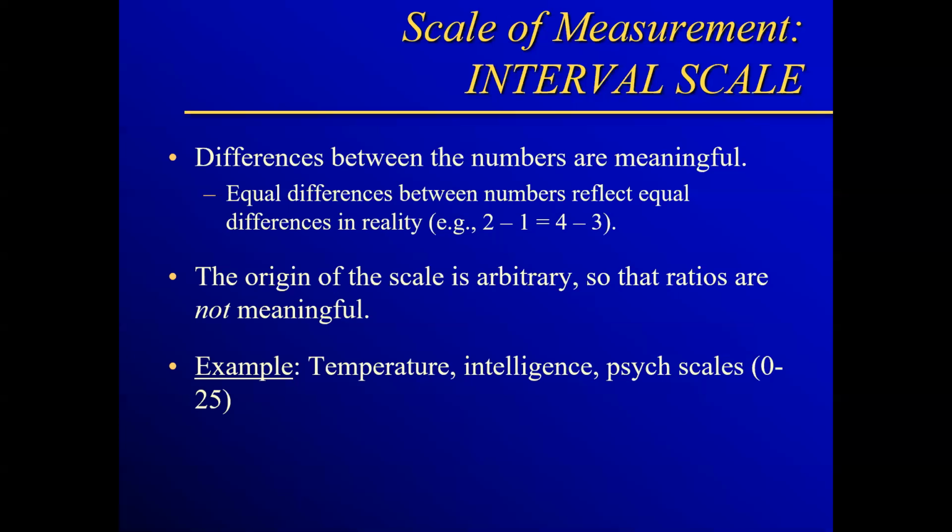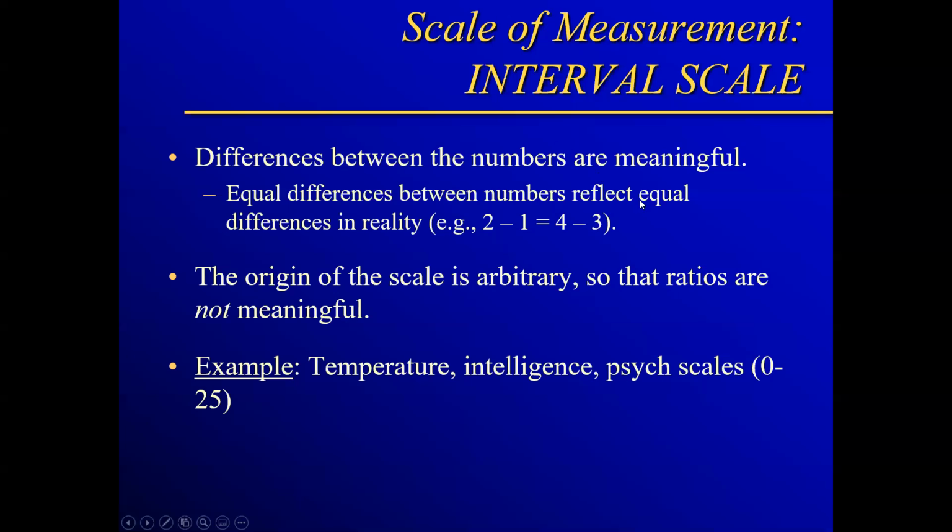Let's think of something like a math test, right? If I got 20 points and someone got 22 points, and then someone got 40 points, the difference between 22 and 20 is the same as the difference between 5 and 3. It's 2 points. But you can't say that someone is twice as smart as someone just because they scored double the amount of points.